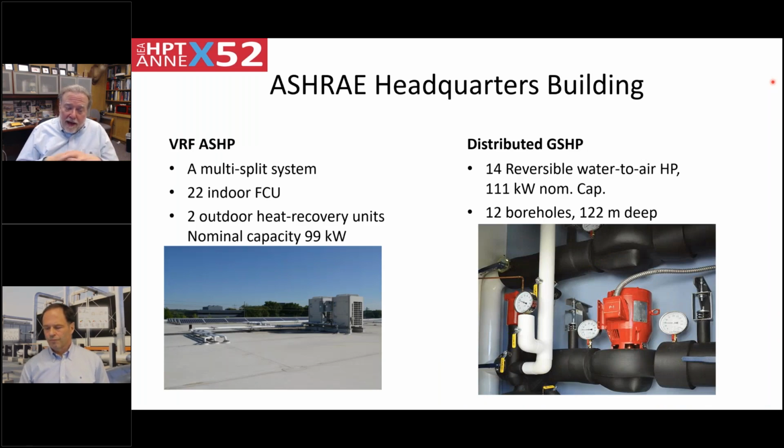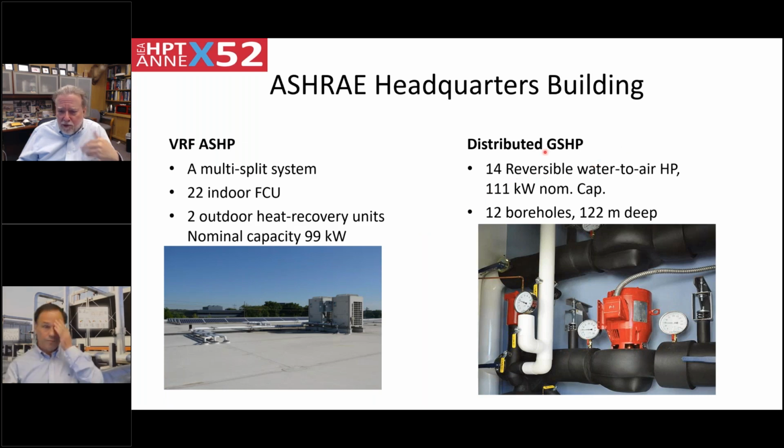So the air source heat pump system is what you sometimes call a multi-split system. There are 2 outdoor heat recovery units. There's one of them in the photo right here, and you can see some refrigerant piping on the rooftop. There were 22 indoor units that formed this system, and they had a nominal capacity of about 100 kilowatts.